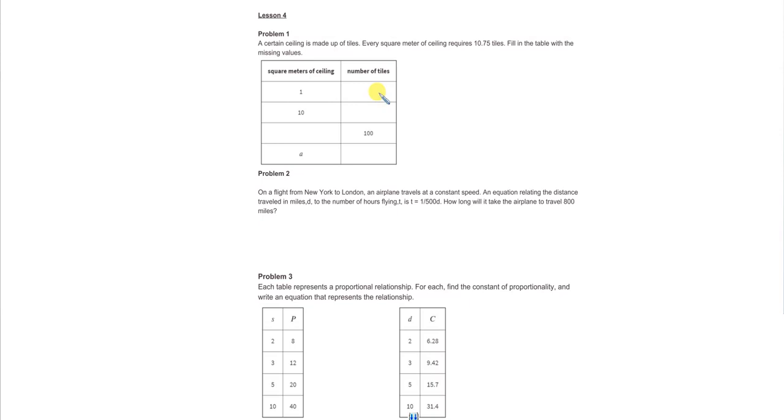Problem number 1. A certain ceiling is made up of tiles. Oh, interesting. Every square meter of ceiling requires 10.75 tiles. Fill the table with the missing values. So, it says every one requires 10.75. So that gives you the very first blank that you have missing there.